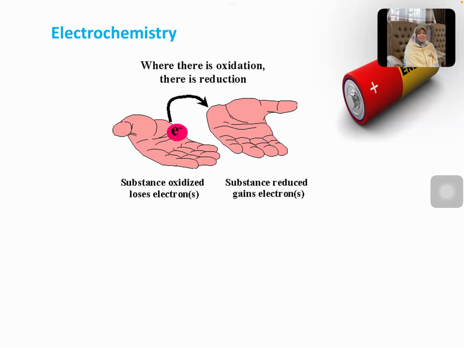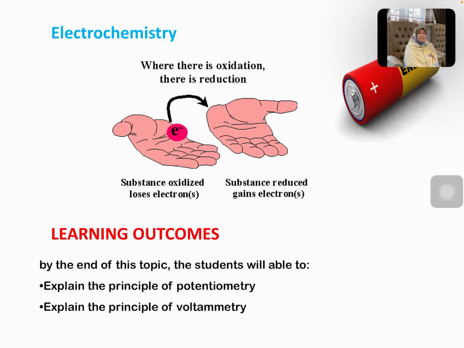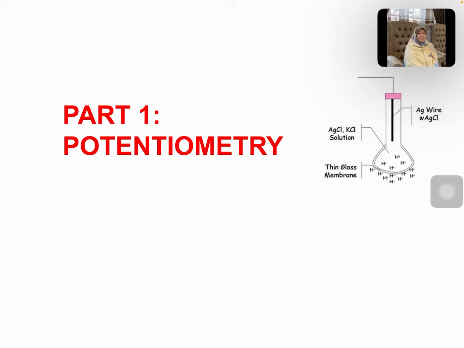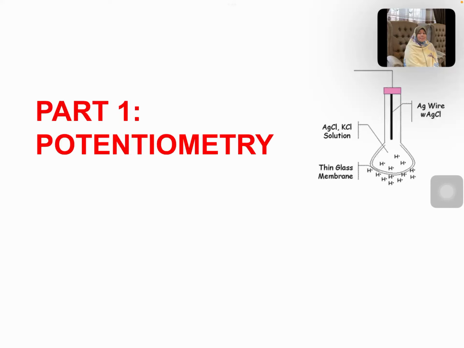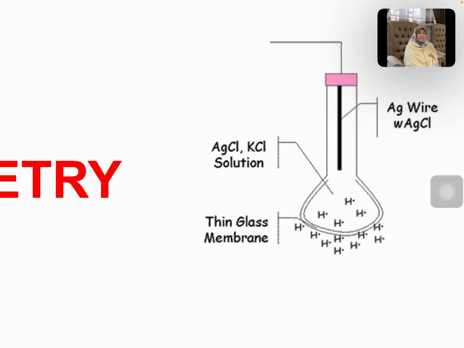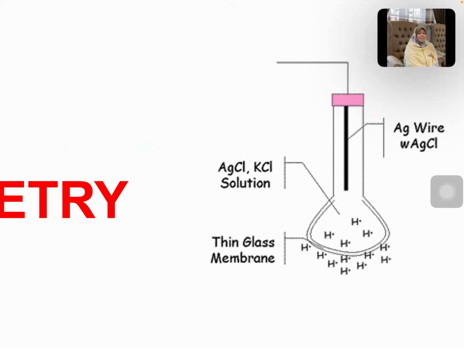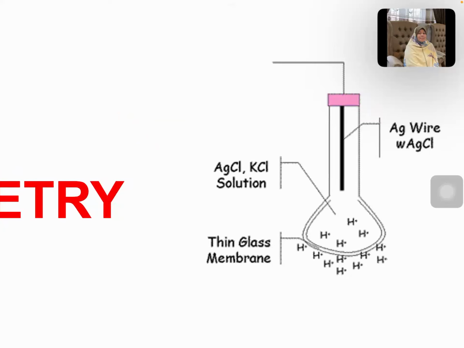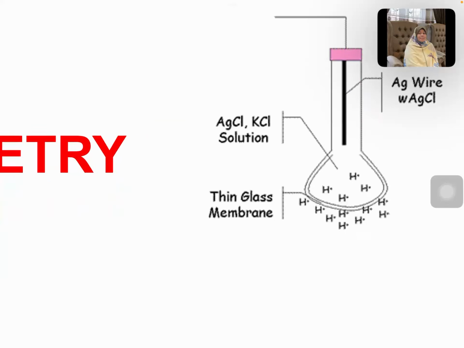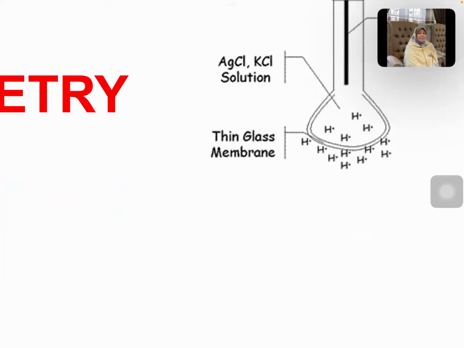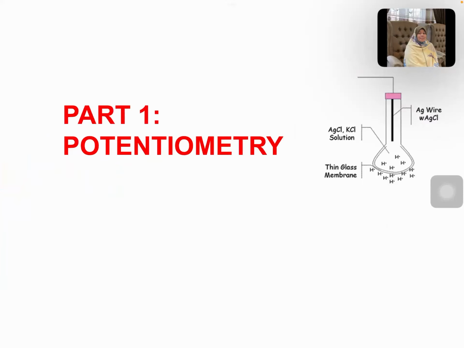So what is potentiometry? You can see that potentiometry involves two sets of electrodes. You can see here the reference electrode inside the glass electrode, and this is the thin glass membrane electrode as the working electrode.